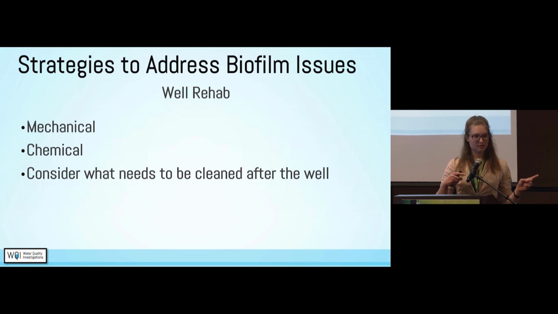And then we also need to consider what needs to be cleaned after the well. Remember that picture of the house that had the coliform issues. They still needed to do some sort of cleaning process in their plumbing to get rid of what had been produced by the well.